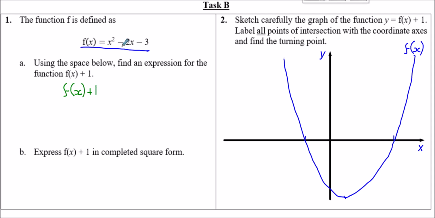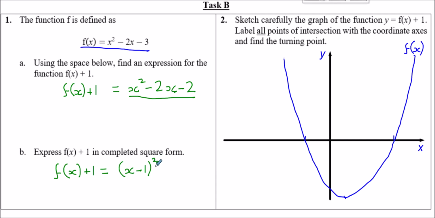So f of x plus 1, we just take this whole thing here and add 1 to it. So that's going to be x squared minus 2x minus 2. Minus 3 plus 1, that gives us minus 2. So in completed square form, f of x plus 1, we take the x squared and make it an x. We half the minus 2, make it minus 1. We square that. We subtract off the minus 1 all squared. So subtract off minus 1, then minus 2. And so that gives us x minus 1 all squared minus 3.